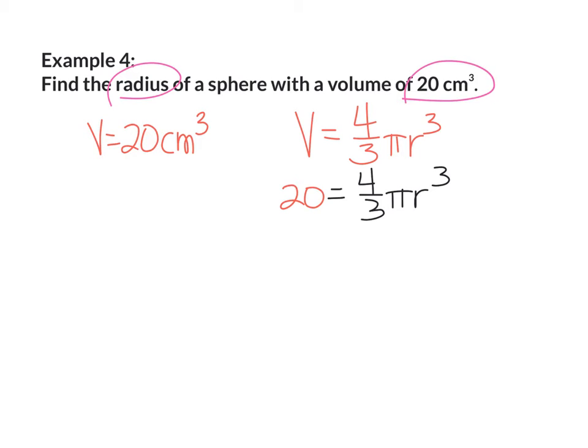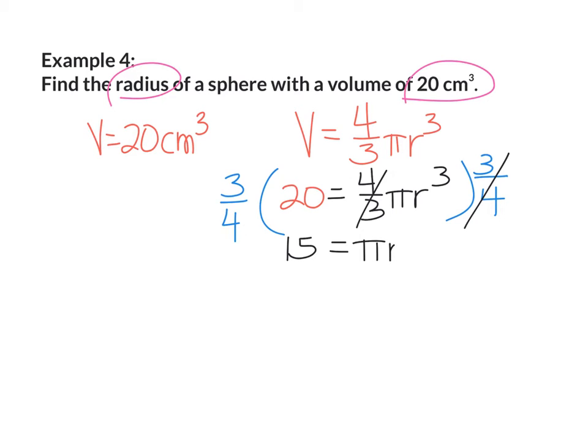So since I want to isolate r, because I'm solving for r, I'm going to start by getting rid of the fraction. So I'm going to go ahead and multiply the whole thing by the reciprocal, which is 3 over 4. So I'm going to start with the left side. 20 times 3 will give us 60. Divided by 4 will give us 15. On the right side, the fractions will cancel out. I'm going to bring down pi r cubed.